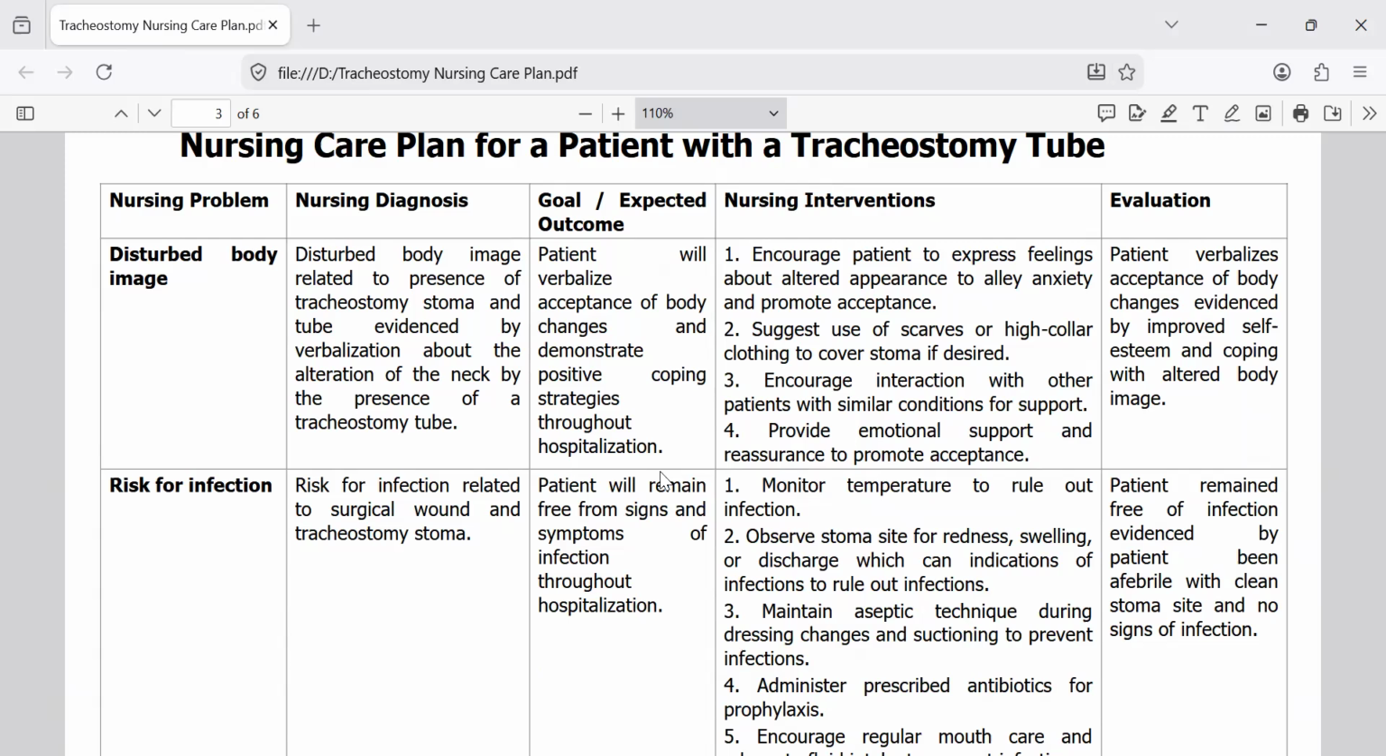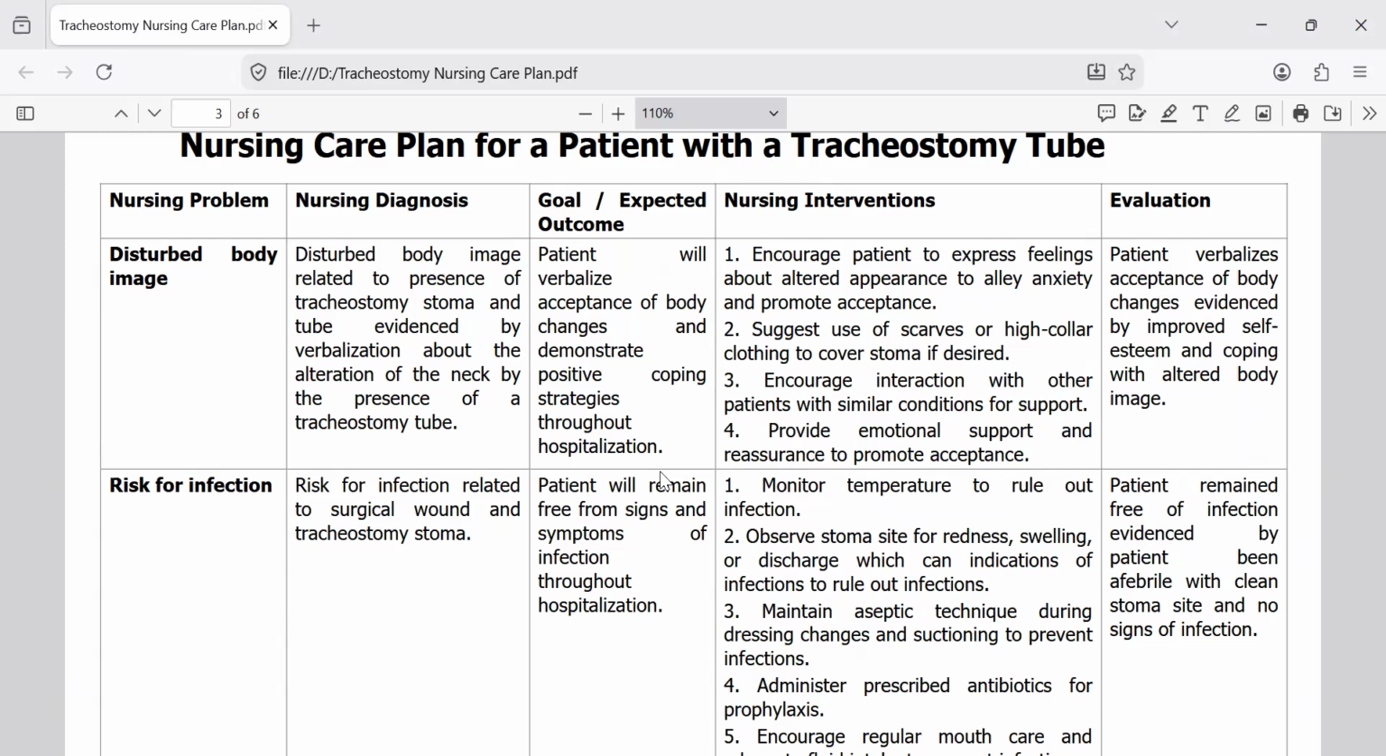Expected outcome or goal: patient will verbalize acceptance of body changes and demonstrate positive coping strategies throughout hospitalization. Nursing interventions: encourage patients to express feelings about altered appearance to allay anxiety and promote acceptance. That is the key. Here we want to promote acceptance.